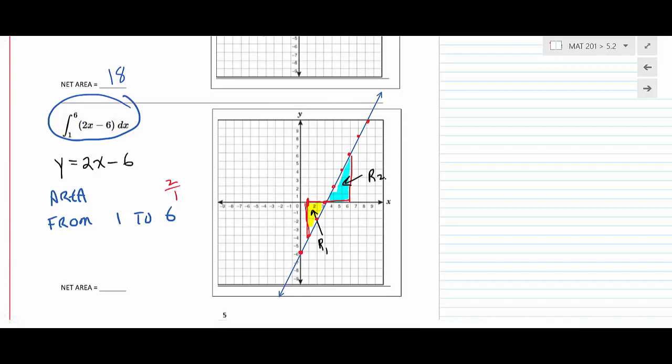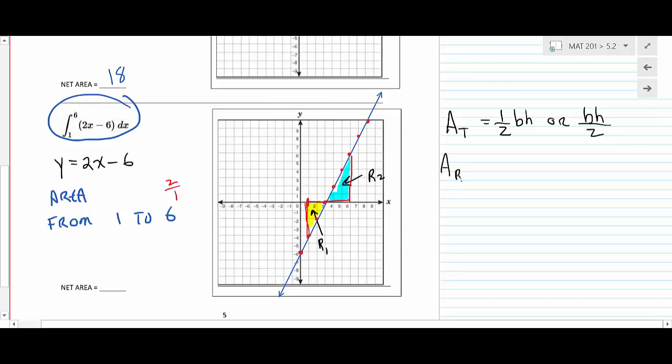Now, what we have is two triangles, right? And you have to know that formula. So what's the formula for the area of a triangle? 1/2 base times height, okay? Or a lot of times I just say base times height over 2. It's the same thing, okay? So what we need to do is find the area of region 1, and do that.